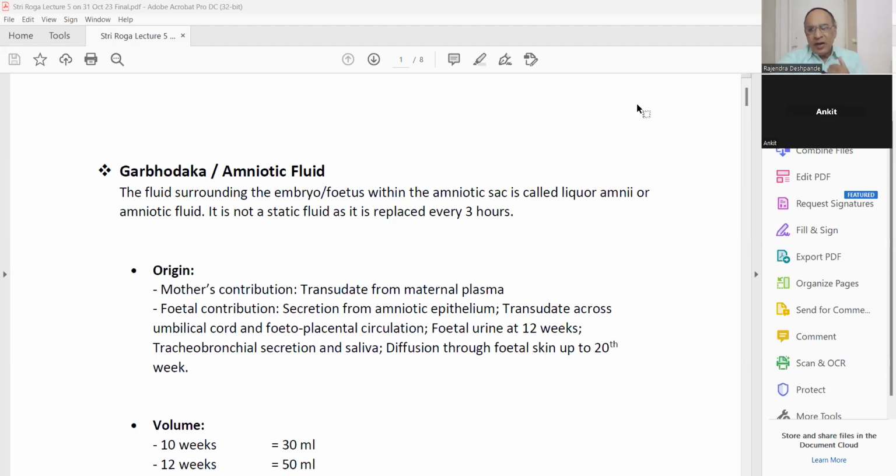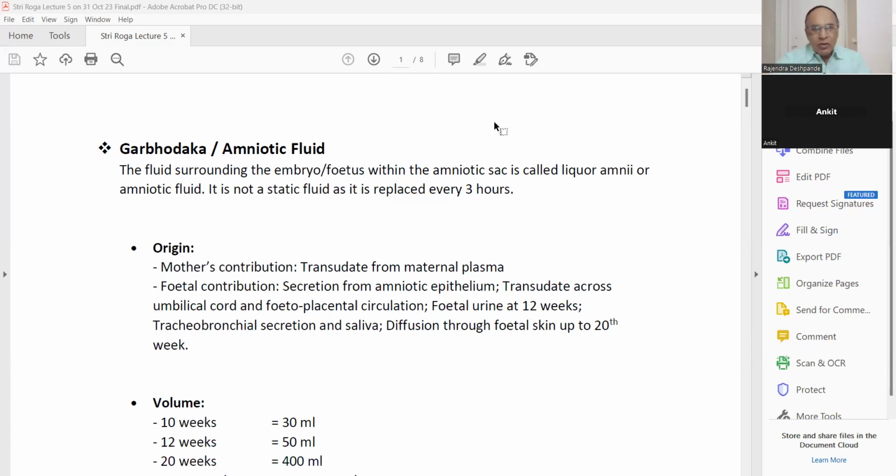Last few lectures are regarding paper 1. Paper 1 is of Prasuti Tantra: pregnancy, delivery, and post-delivery, etc. And paper 2 is about the gynecological problems as such. I have explained these things to you. Now, today we are talking about Garbhodak, or the amniotic fluid.